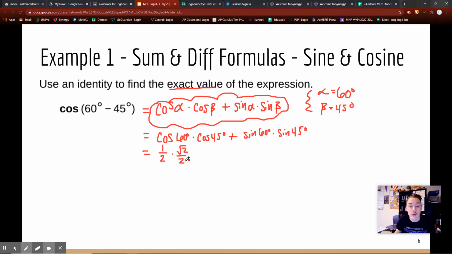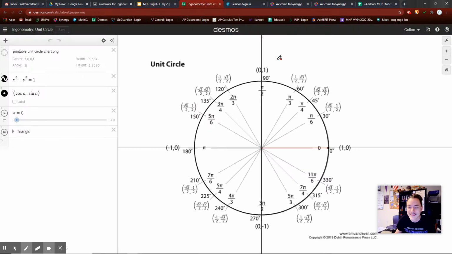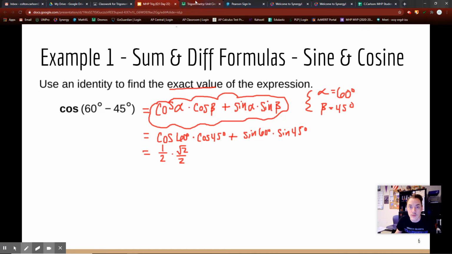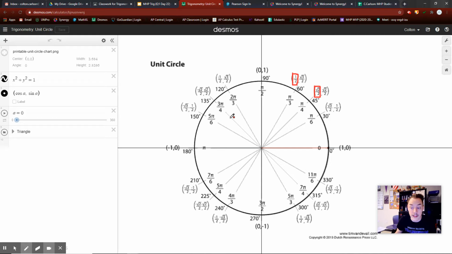Where am I getting these? Great question. The unit circle. Getting them right here. So sine, remember, sine is y on the unit circle right here. And then cosine is x. So cosine of 45 degrees is radical 2 all over 2. Cosine of 60 degrees right here is 1/2. So I'm looking at that one, and I looked at that one. So 1/2 times radical 2 all over 2. That's what I'm doing. Okay, that's all I'm doing.